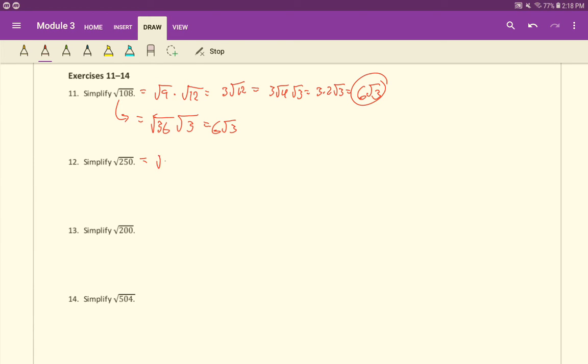Okay, so 250, I can see that's divisible by 25 and 10, and the square root of 25 is 5. Okay, square root of 200, I can divide that by 100 and into 2. And square root of 100 is 10. So it's 10 root 2.